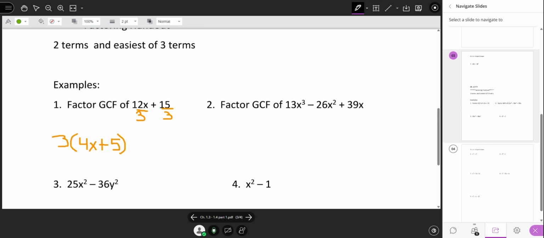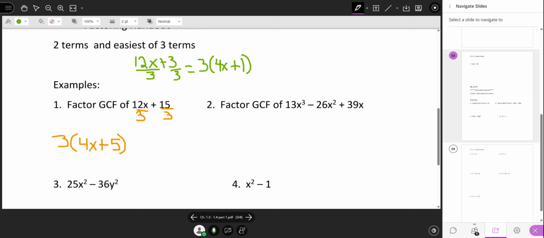So if I'd have had 12x plus 3 here instead of a 15, when I divide by 3 here, then that shows me that I would have had 4x plus 1 left here, because that 3 divided by 3 leaves something there.